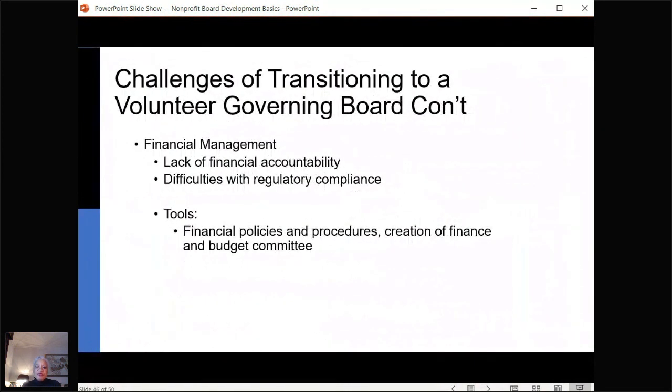In terms of financial management, one of the challenges could be lack of financial accountability. And another challenge is difficulty with regulatory compliance, that is, filing the 990s. So in this case, you want to make sure that you have financial policies and procedures in place that follow what we call generally accepted accounting principles, that have significant financial controls. And you also want to create a budget and finance committee.